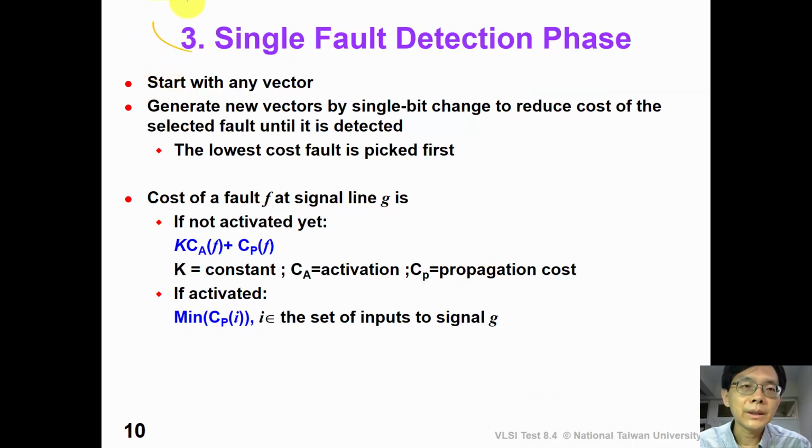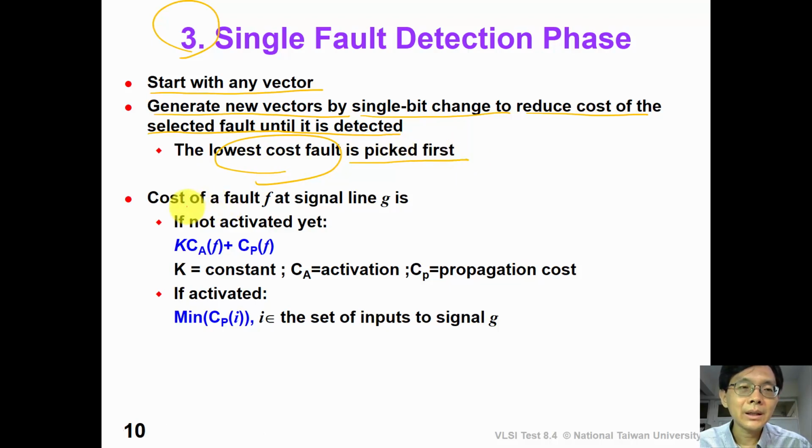Now, in the third phase, we start with an arbitrary vector. We can generate new vectors by single bit change to reduce the cost of the selected fault until it's detected. And the lowest cost fault is picked as the selected fault first.